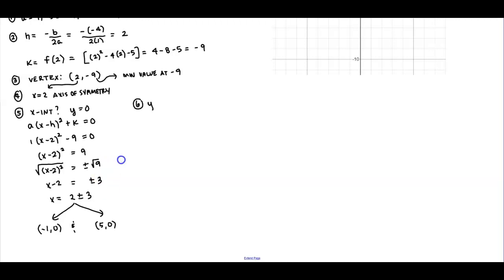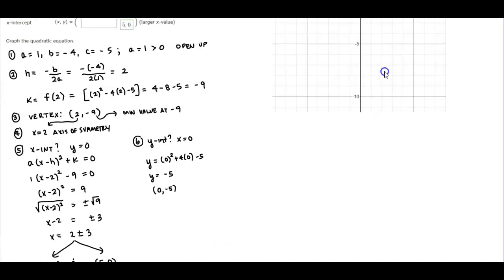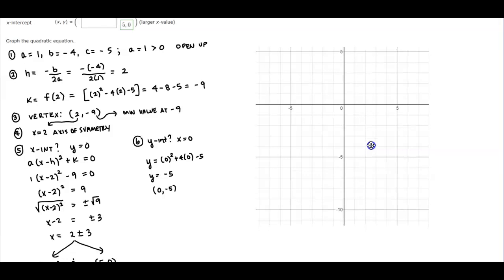Okay, now we need to determine what is the y-intercept. And to find the y-intercept, we have to let x equal 0. So y is going to equal 0 squared minus 4 times 0 minus 5. So now we know y is going to equal -5, which tells us that the y-intercept is 0, -5. Okay, so now let's go ahead and graph this.